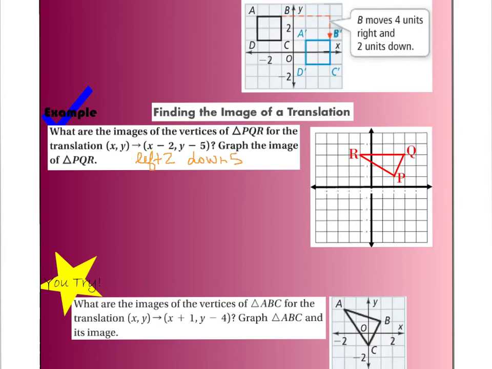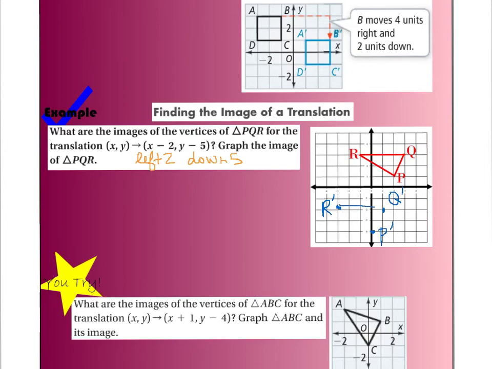So I'm going to take this picture here, and I'm going to do that. I'm going to go left 2 from R, and then I'm going to go down 5. And I'm going to put a point there, right there. And I'm going to call it R prime. I'm also going to do the same thing with Q. Left 2, down 5. I'm going to call that Q prime. And same with P. Left 2, down 5. And I get P prime.